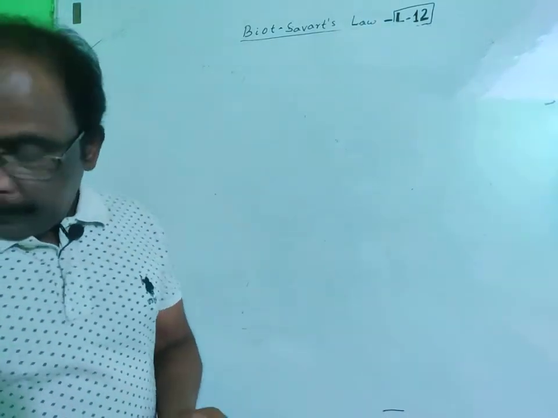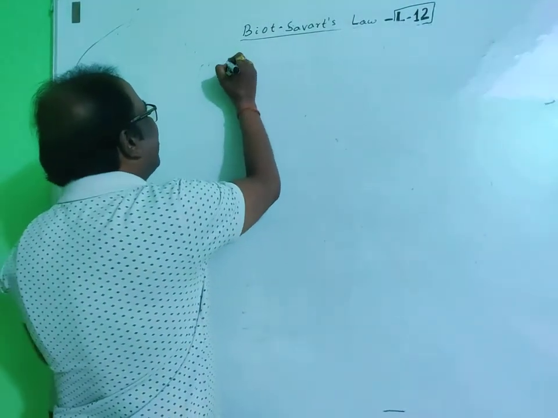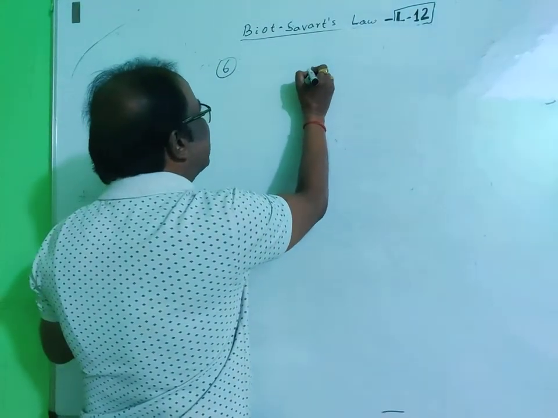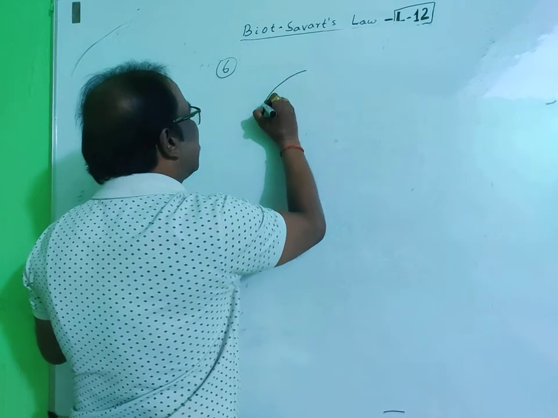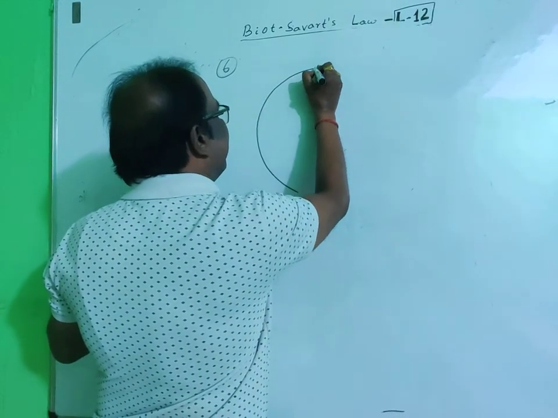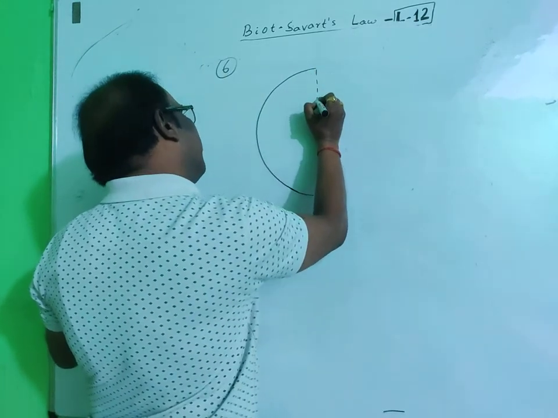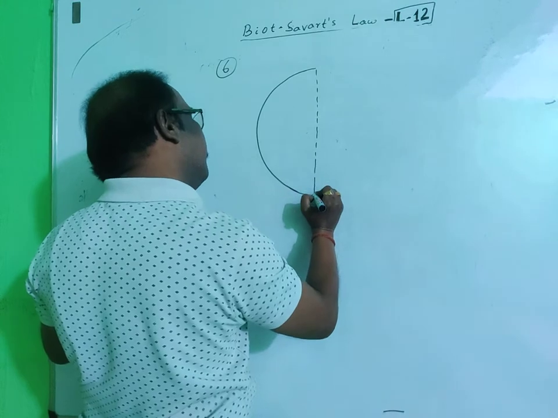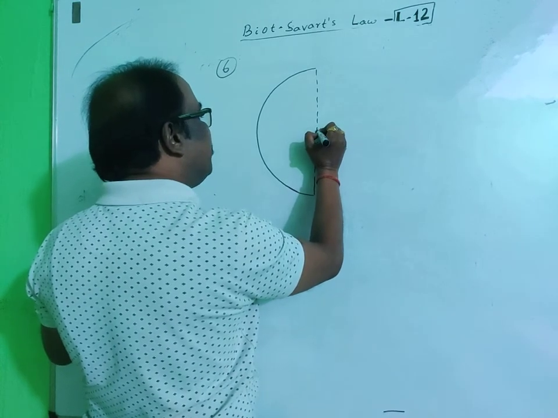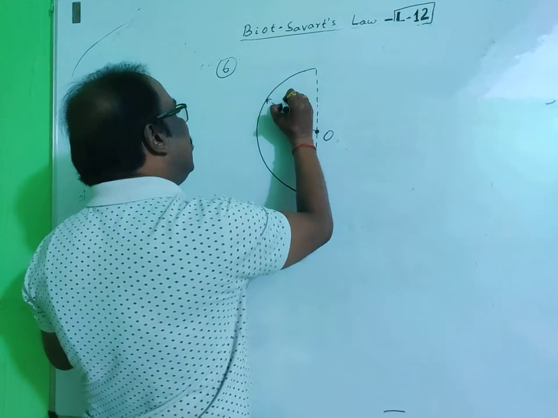Right. The next question, a good question also. Next question is good question C. This is a semicircle. This is the center of the semicircle O, and this is the radius of the semicircle R.